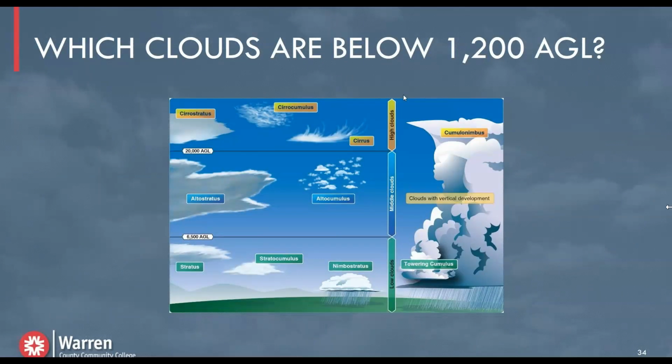understand this. So which clouds are below 1,200 feet AGL, or above ground level? Probably your lower clouds, like your nimbostratus or your towering cumulus cloud, cumulonimbus. Starting to be able to say them again. All right. So keep in mind, some clouds are at the bottom. This cloud has vertical development. This is a thunderstorm cloud.